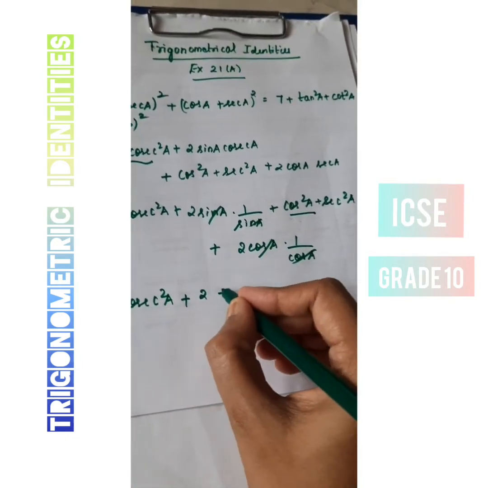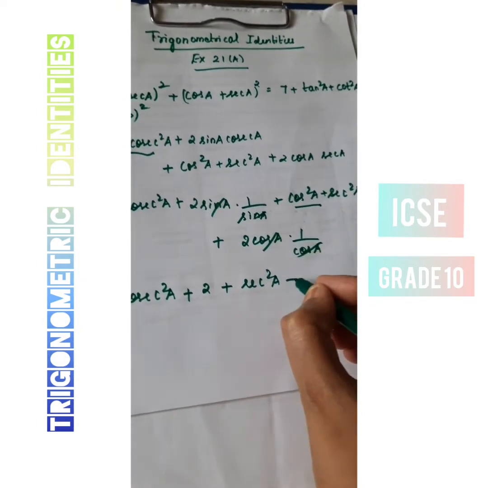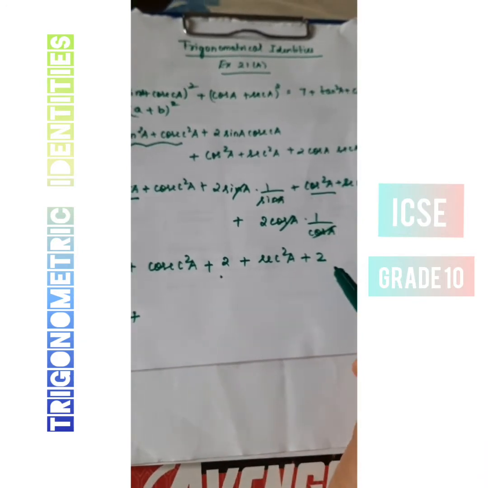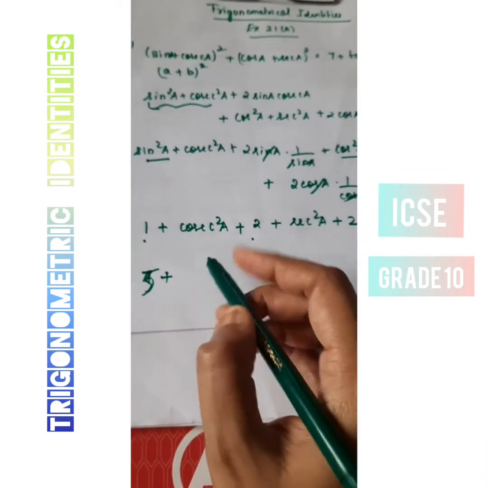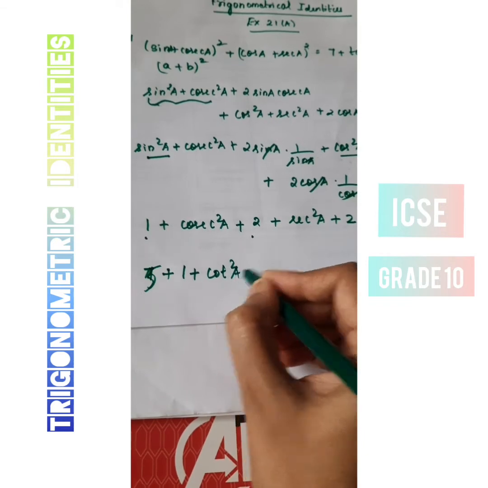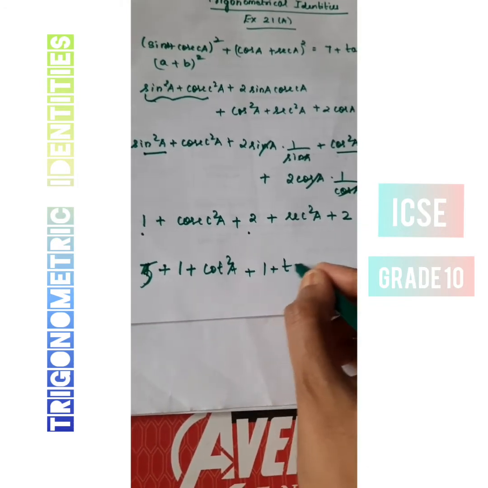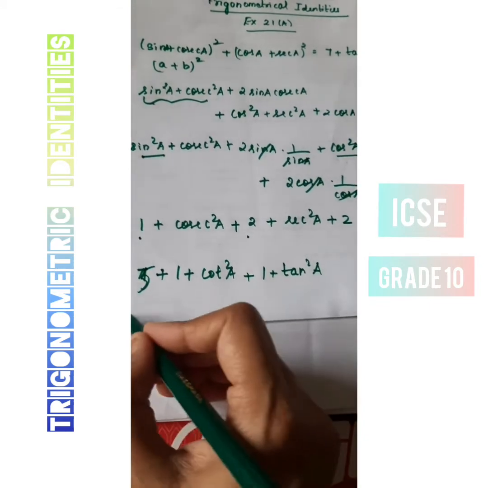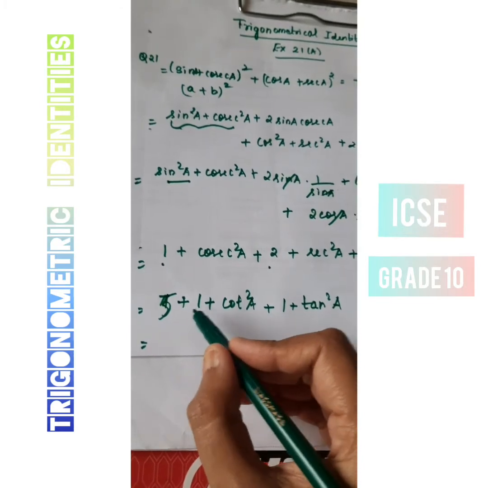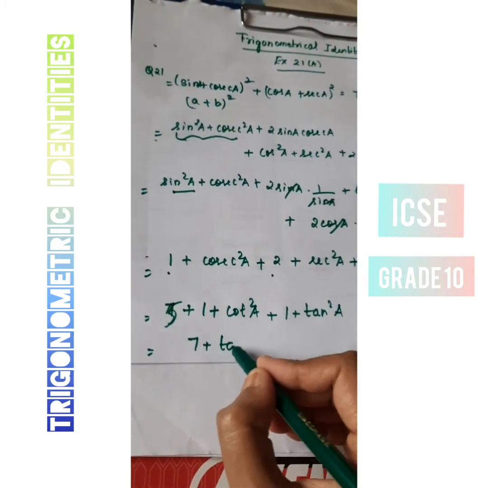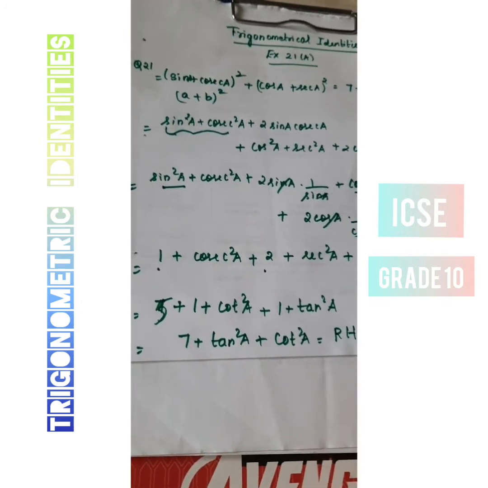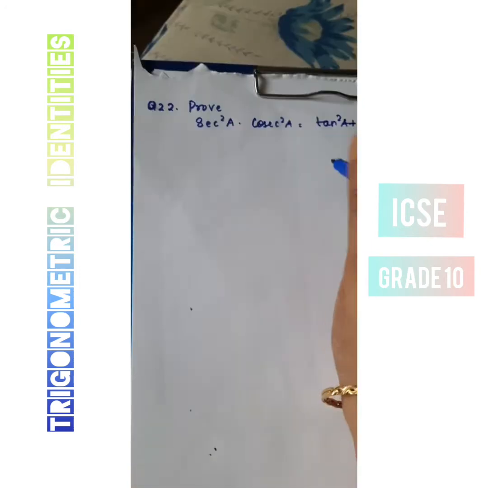And 2, so if you add all the numbers, it sums up to 5, plus cosecant square a can be written as 1 plus cot square a, and secant square can be written as 1 plus tan square a. So if you sum up all the numbers, numerals, that's 7 plus tan square a plus cot square a. Position doesn't matter, we just bring it up to the order of RHS, hence proved.